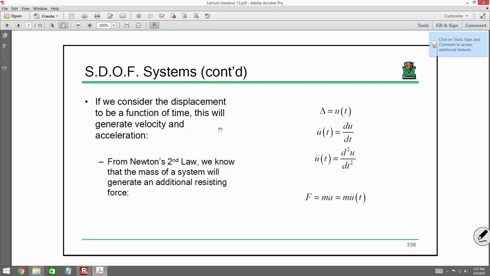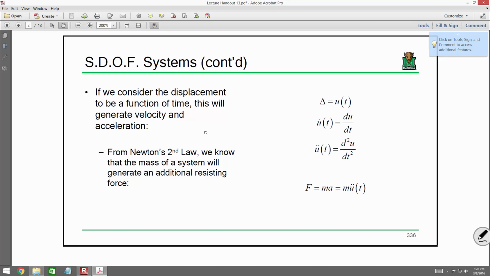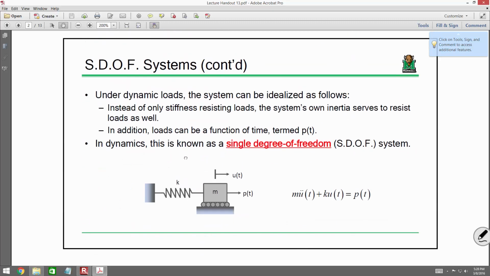So u dot would be the derivative of position with respect to time, and we call that velocity. u double dot is the second derivative with respect to time. We call that acceleration, right? So Newton's second law tells us that force is proportional to mass and acceleration, or force equals mass times acceleration, or mass times the second derivative of deflection. Make sense?